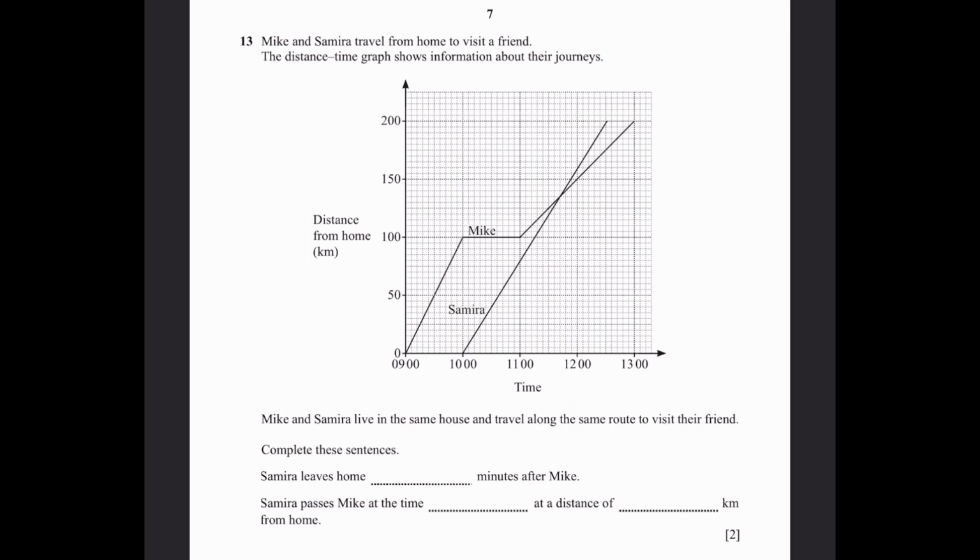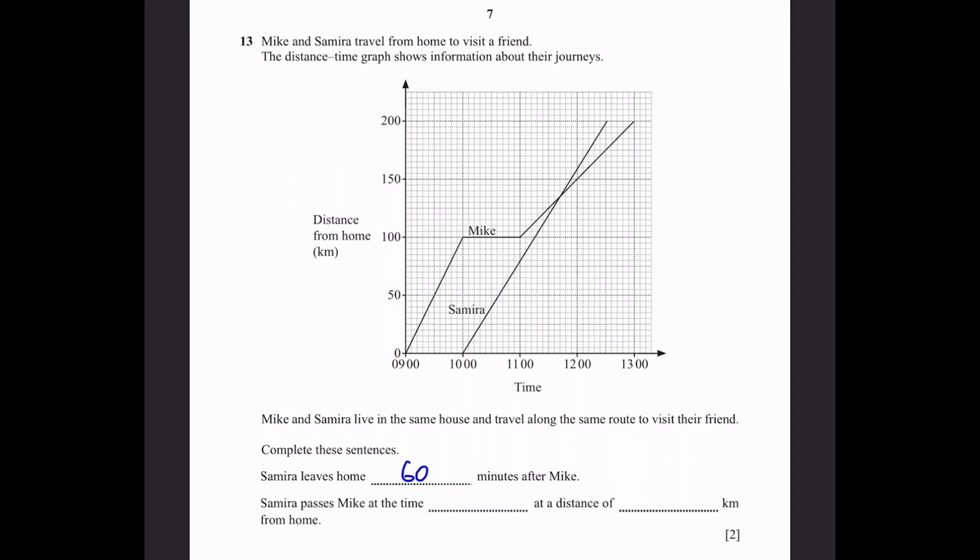Question 13. Mike and Samira travel from home to visit a friend. The distance-time graph shows information about their journeys. They live in the same house and travel along the same route to visit their friend. Complete the sentences. Samira leaves home dash minutes after Mike. So we can see that Mike leaves at 9 and Samira leaves at 10. So 1 hour after. And 1 hour is just 60 minutes, so Samira leaves 60 minutes after Mike.